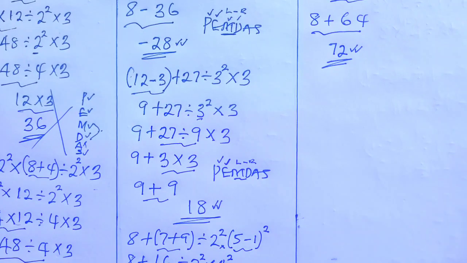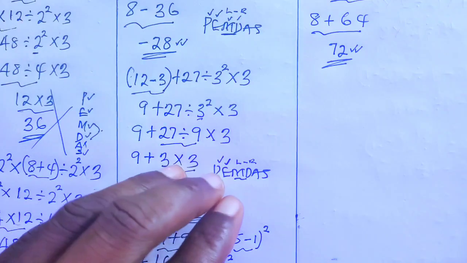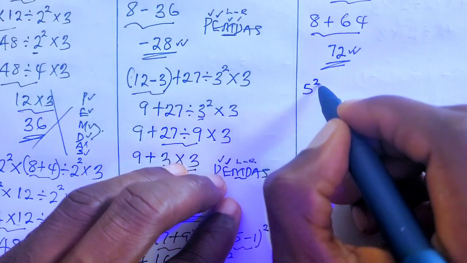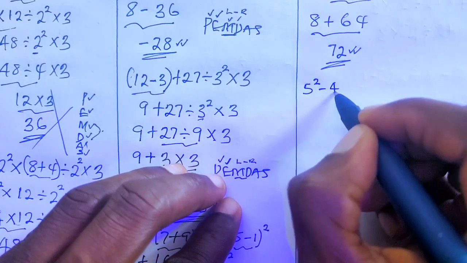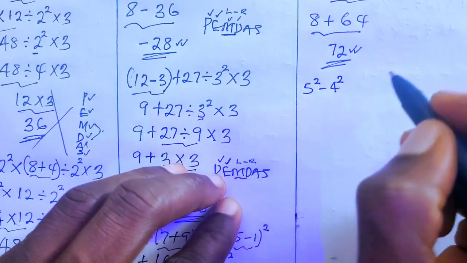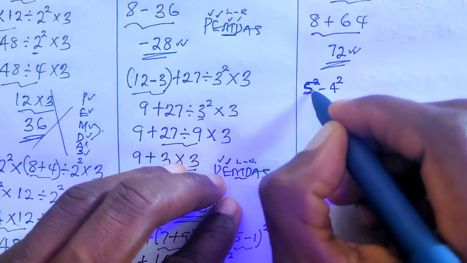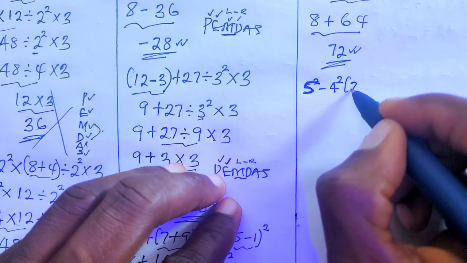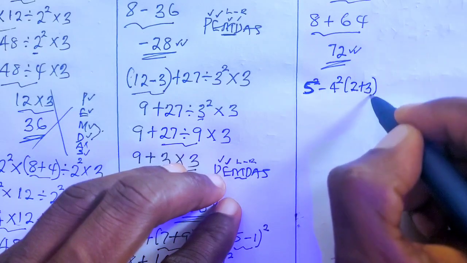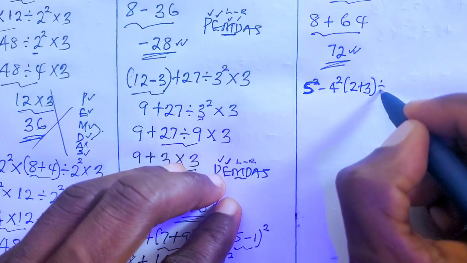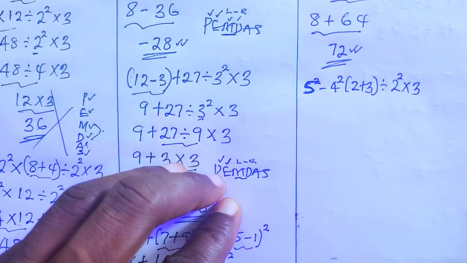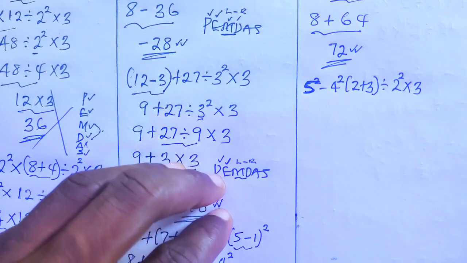Now last, we're going to consider another example still on this. For instance, we have 5 minus 4 to the power of 2 into 2 plus 3, then divided by 2 to the power of 2 multiplied by 3. How are you going to go about this?